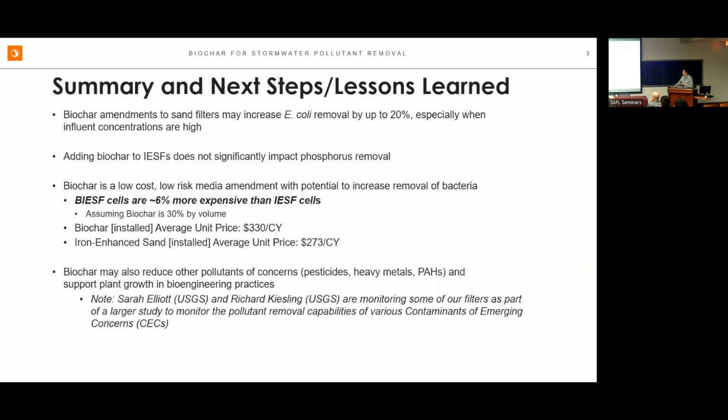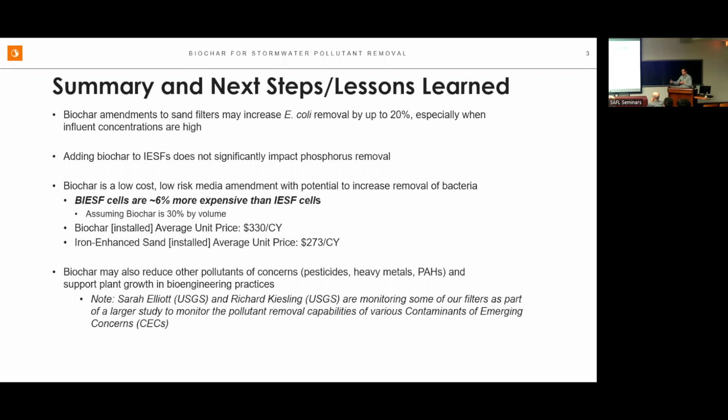The biochar amendments to the sand filters can have the ability to increase the E. coli removal up to 20%, especially when our influent concentrations were high for bacteria. We had some bacteria and dissolved phosphorus situations where we're actually leaching some of those contaminants during some storm events when we were monitoring them because they were just so low. We realized adding biochar to the iron enhanced sand filters did not significantly impact the phosphorus removal.